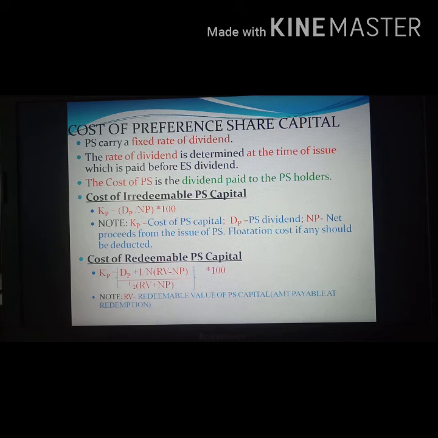The cost of irredeemable preference share capital, KP, that is the cost of preference share capital, is equal to DP, that is the preference share dividend, divided by the net proceeds, into 100. And the cost of redeemable preference share capital, KP, is equal to DP plus 1 by N, where N is the number of years or the maturity period, into RV minus NP, that is the redeemable value of preference share capital minus net proceeds, divided by half into RV plus NP, into 100.